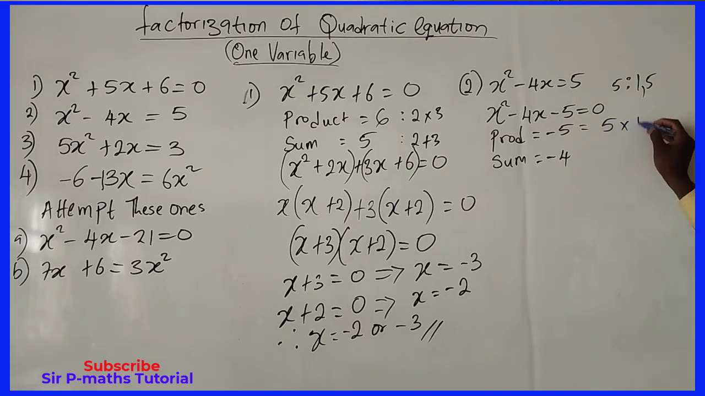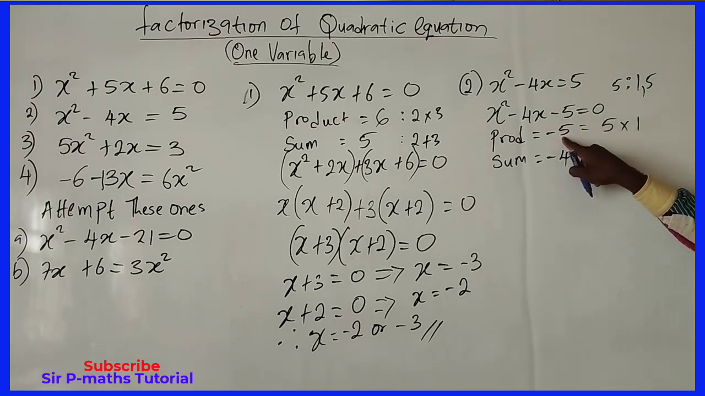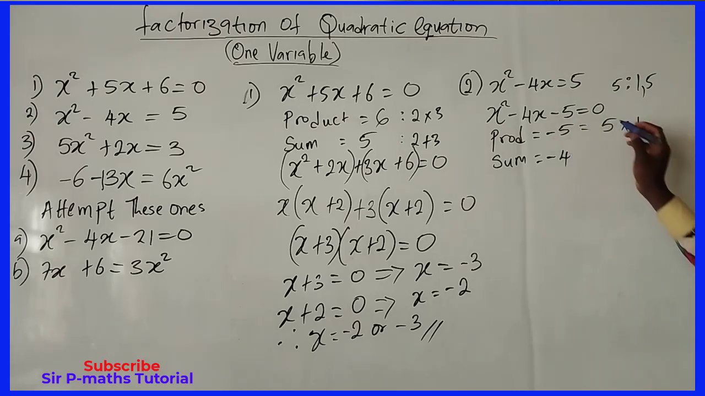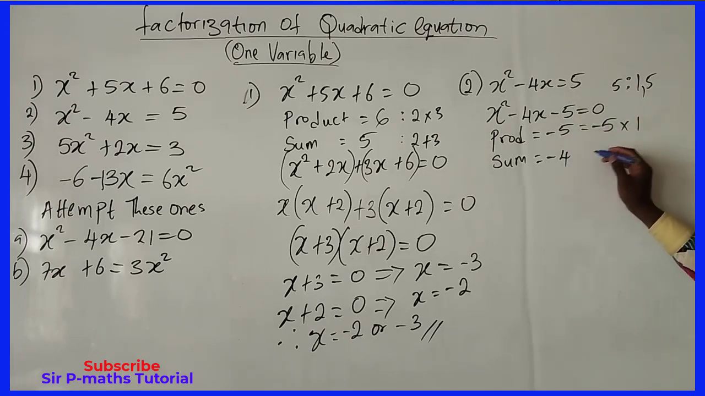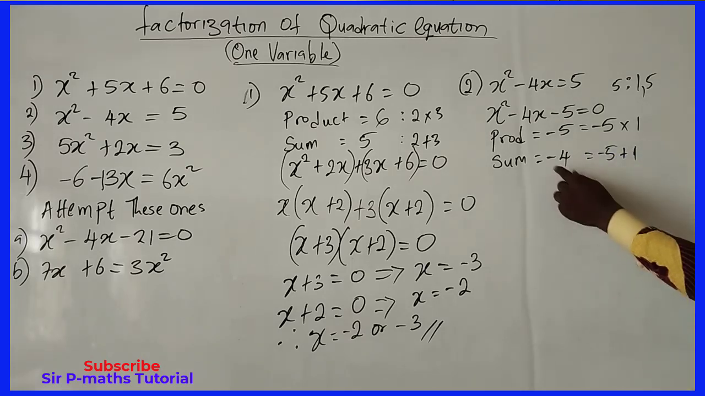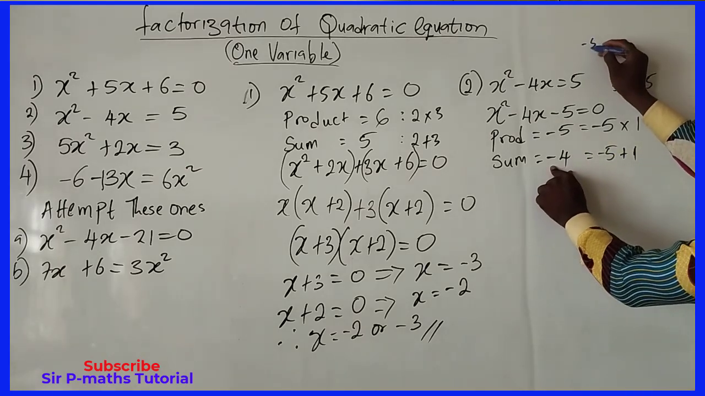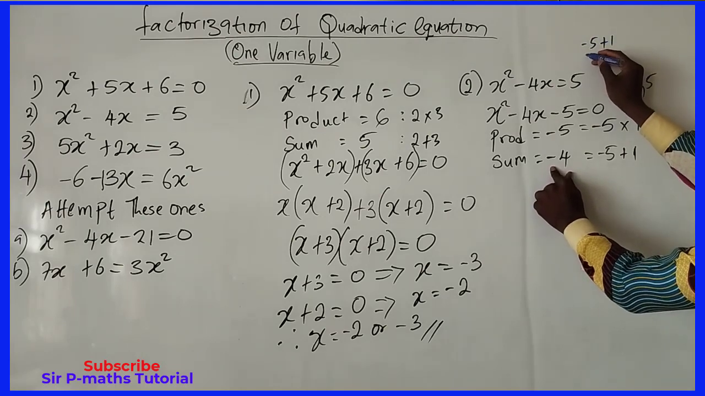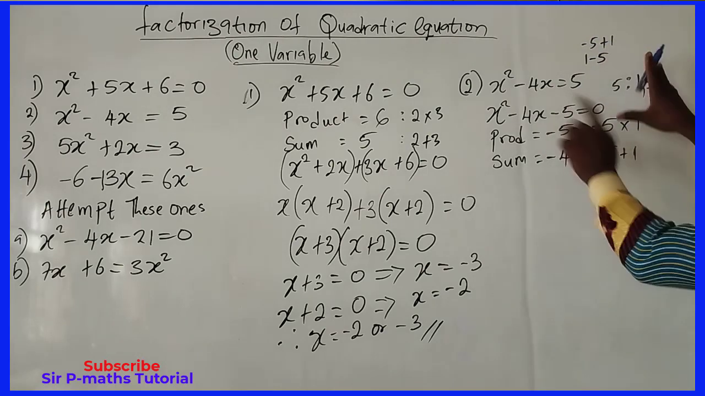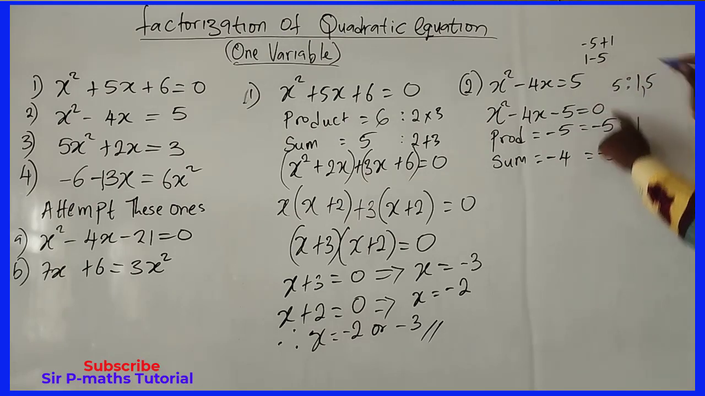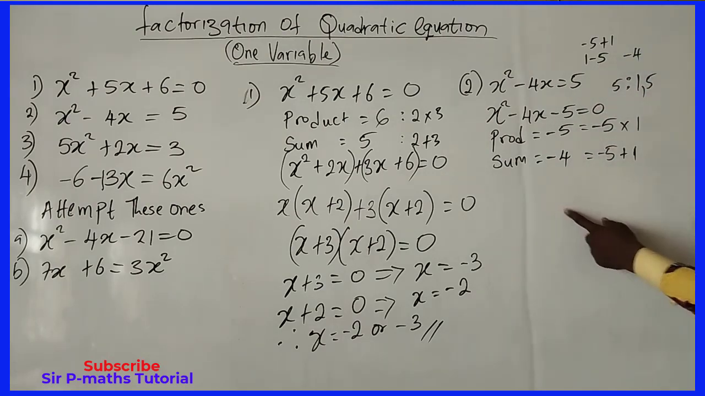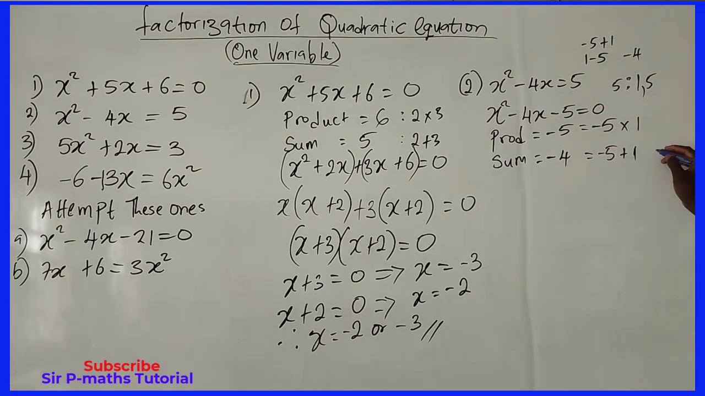If 5 multiplies 1, I will have 5, but not a negative 5. Minus 5 times 1 will give me a negative 5. And then minus 5 plus 1 will give me a negative 4. Minus 5 plus 1 is the same as saying 1 minus 5, rearranging it. So this will give me a negative 4. So I've gotten the factors I need. They are minus 5 and 1.